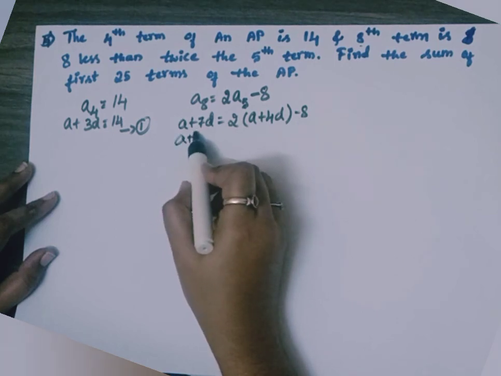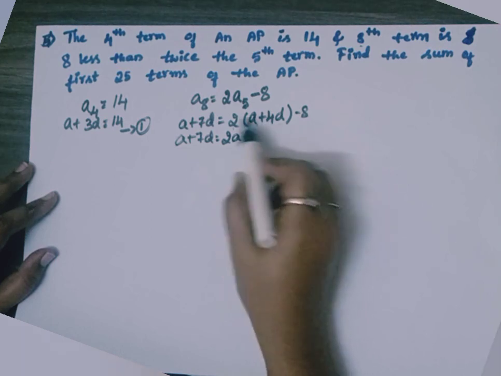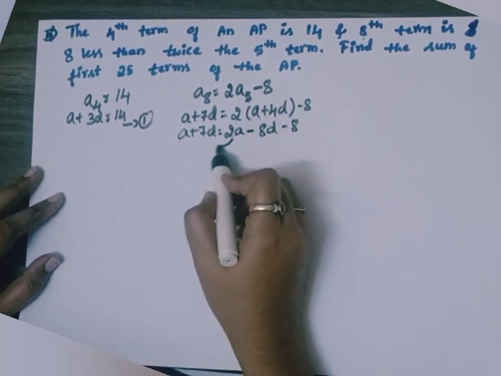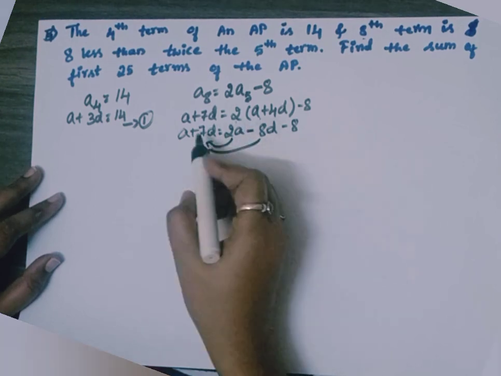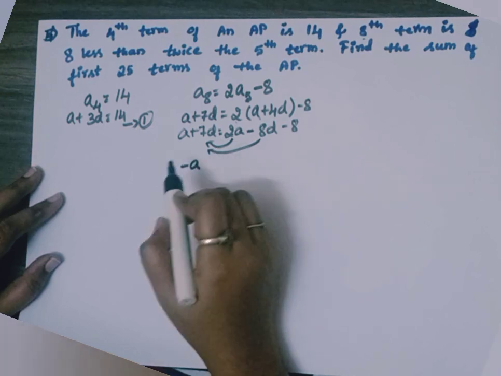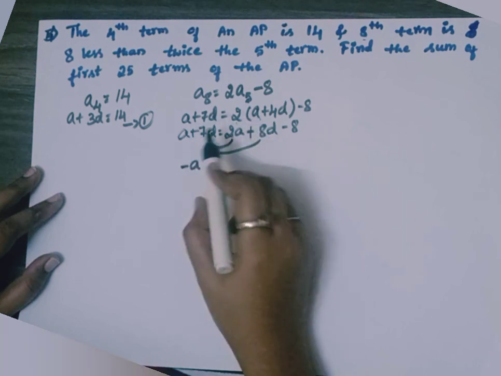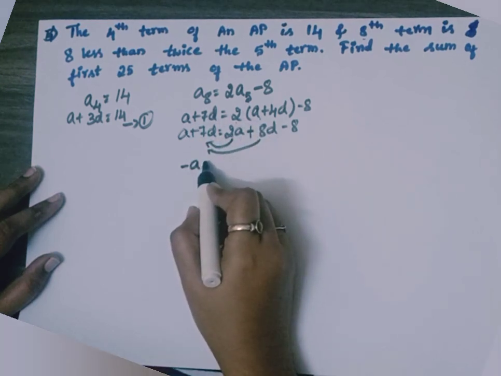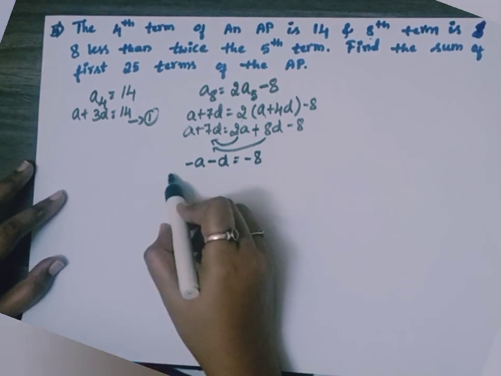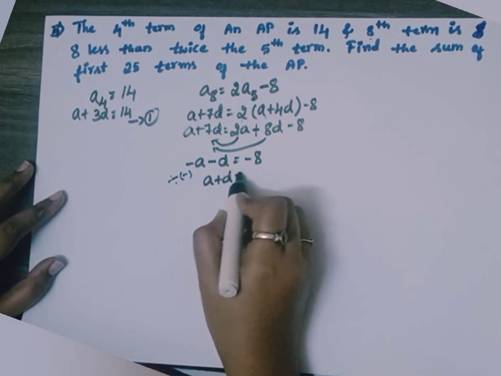Now a plus 7d is equal to 2 into a, I'll get 2a minus 2 4s are 8d minus 8. Now if I take these terms to this side, I'll get 2 minus a, I'll get minus a. I'll take this 8d to this side, so it will become minus d is equal to minus 8. So now I'll subtract by a minus on both the sides. I'll get a plus d is equal to 8.